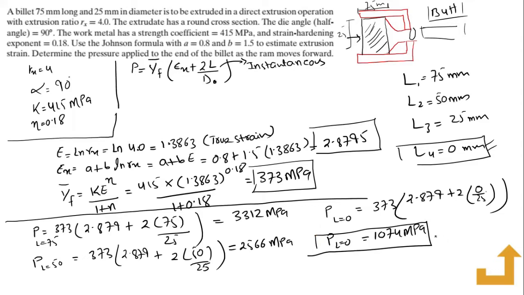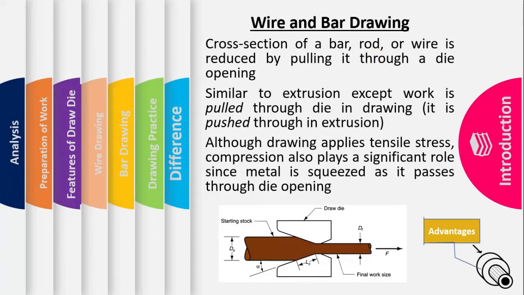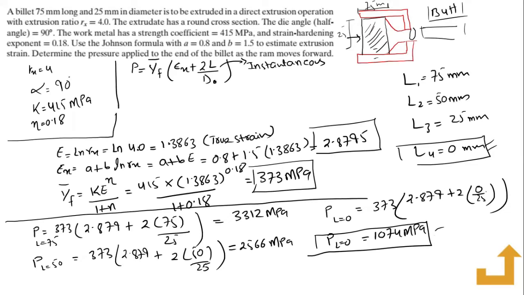Although for direct extrusion this is not possible, for the indirect one, this would be the pressure required if this process was performed indirectly. As we know, in indirect extrusion there is no relative motion between the work part and the container, so there is no friction present. That's why this value can be considered as the uniform pressure required to perform the indirect extrusion. So that's all for the extrusion process.